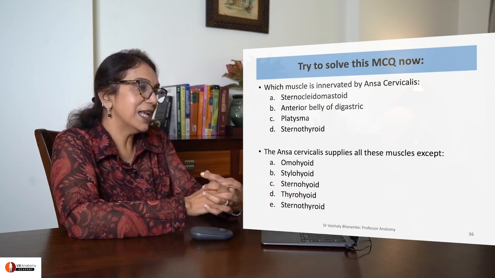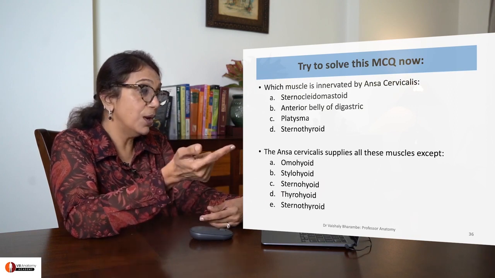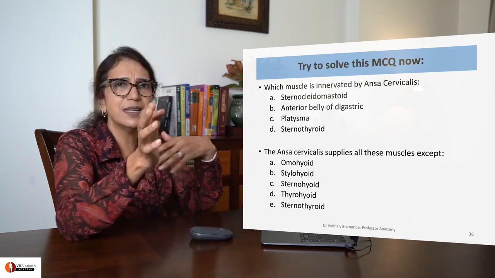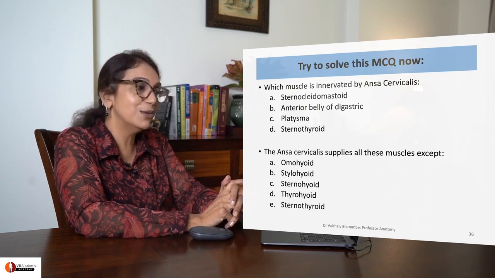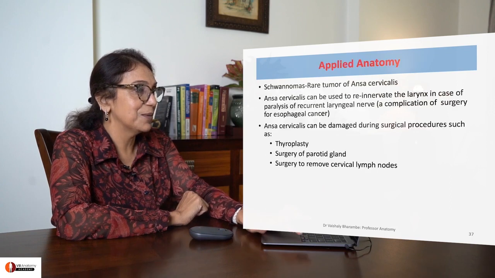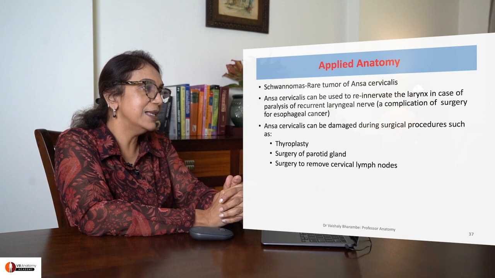Similarly, Ansa cervicalis supplies all these muscles except stylohyoid: omohyoid, sternohyoid, thyrohyoid, sternothyroid. They all seem the same, isn't it? Yes, but you know, stylohyoid is not supplied by Ansa. That's the answer. Right. So with this, we come to the applied anatomy for Ansa cervicalis.